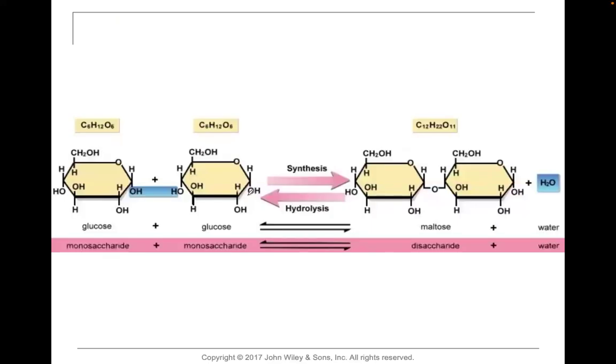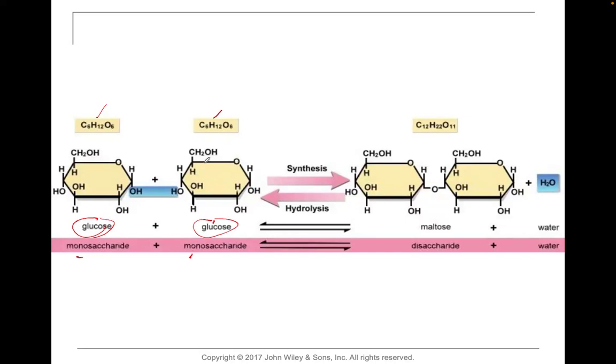So here's an example of 2 monosaccharides, glucose and glucose. It's the same formula, C6H12O6. They're both hexose sugars, 2 glucoses. That's all we're looking at, 2 glucose. They're both monosaccharides. Now we're taking something smaller and we're going to make it something bigger.